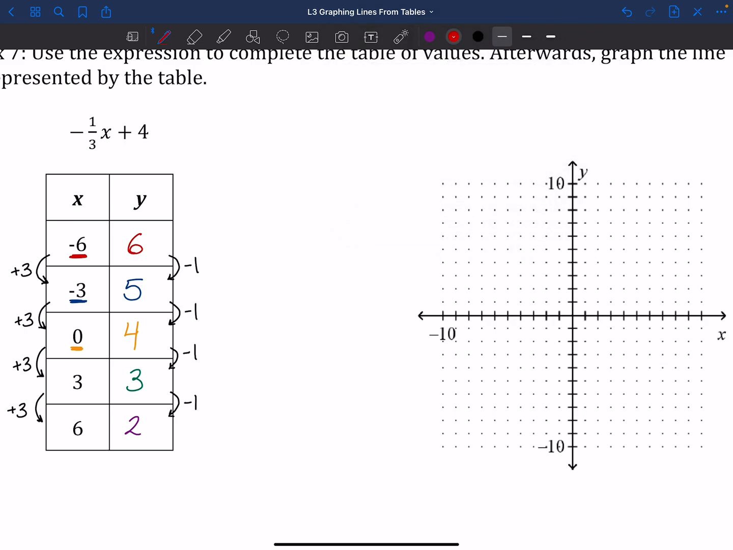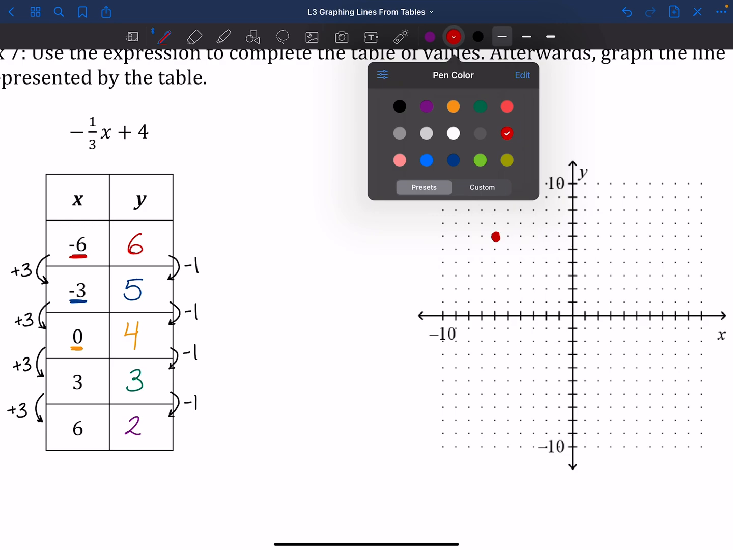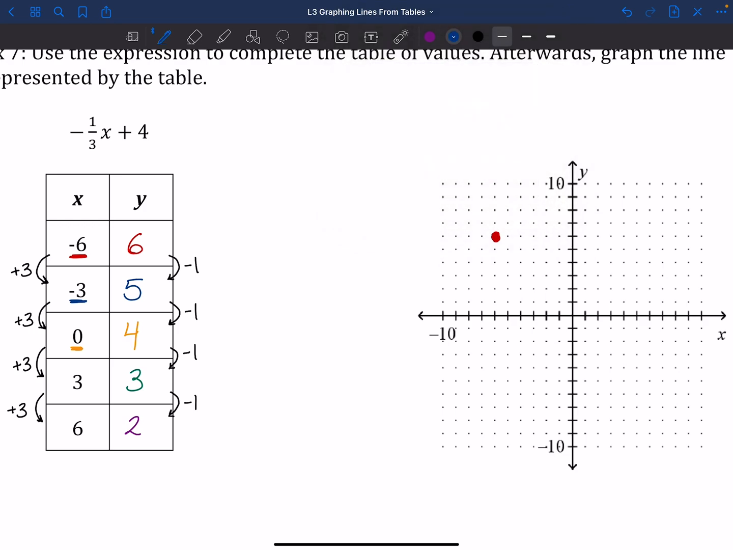So after that, all it is is plugging points in. Negative 6, comma 6. So 1, 2, 3, 4, 5, 6 to the left. 1, 2, 3, 4, 5, 6 up, which will spit us out right at that red dot. After that, we have negative 3, 5. So backwards 3, and 1, 2, 3, 4, 5 upwards. After that, we got 0, 4. 1, 2, 3, 4 up there. After that, we got 3, 3, right at that green dot. And then last but not least, 6, 2.